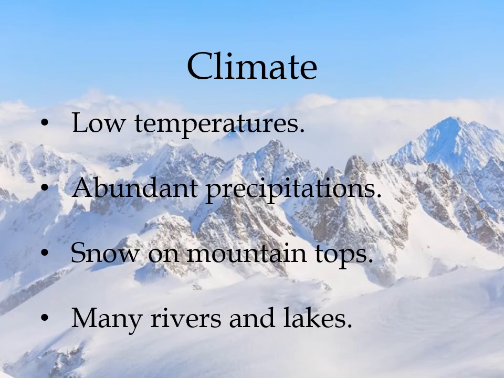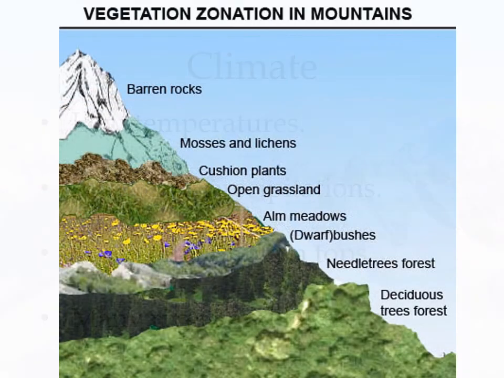So the temperatures are very low, the precipitation is abundant, and the mountain tops are covered in snow because of this cold. There are many rivers and lakes, especially the small springs that are born there because of the melting of the snow and the glaciers. So it's the origin of many rivers.